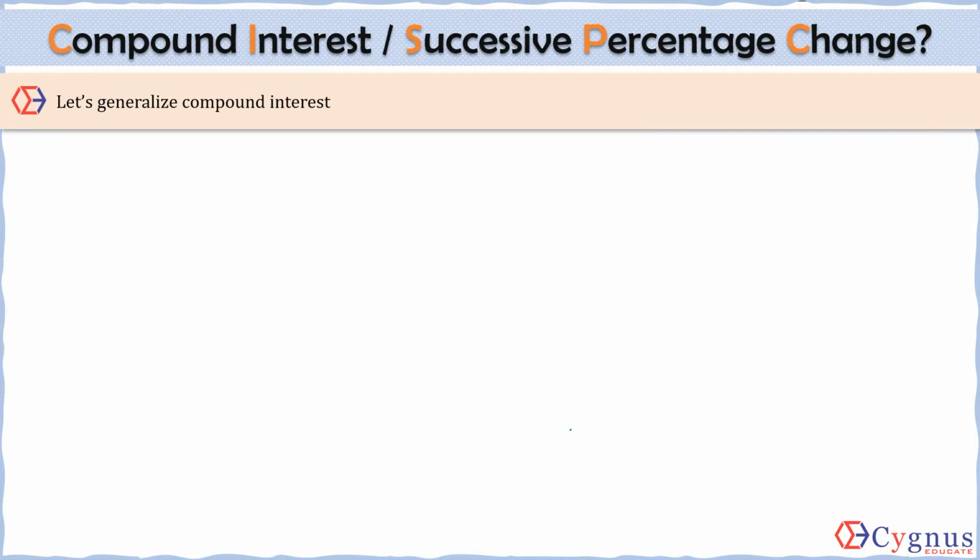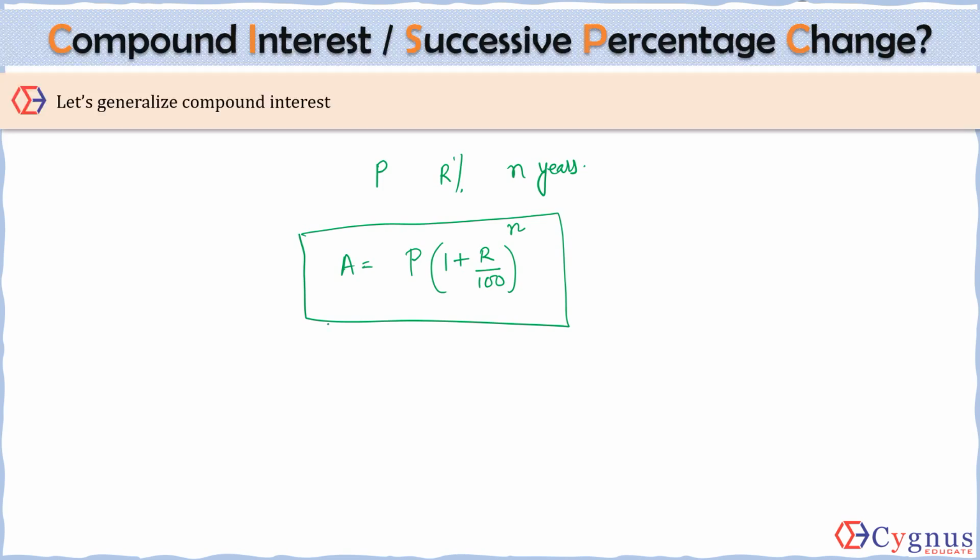So let's try to generalize it. What is compound interest? Let's try to find the amount first. If you borrow P rupees at the rate of R% for n years, how much amount will you have to return? I know that it's a case of successive increase. The principal will increase by R%, so I should multiply by the multiplying factor 1 plus R by 100. You borrowed the money for n years, so I should raise it to the power n. This much amount you'll have to pay at the end of n years.